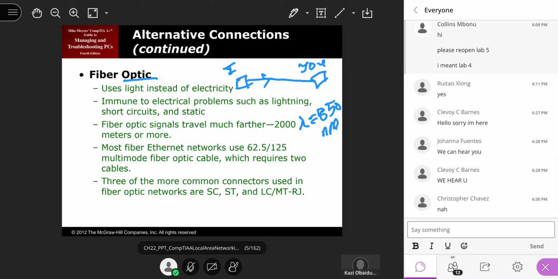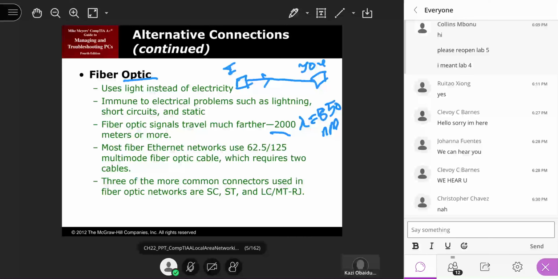Anyway, optical fiber is immune even to electrical problems such as lightning, short circuit, and static. So there are many problems we can overcome through the optical fiber. Fiber optic signals travel much further, 200 meters or more. Towards a further distance you can transmit. Like with the copper cable, we can go 100 meters only. If we go beyond a maximum of 100 meters, then the signal drops.